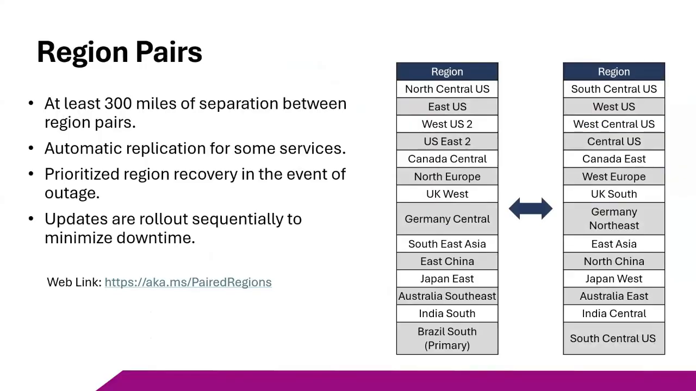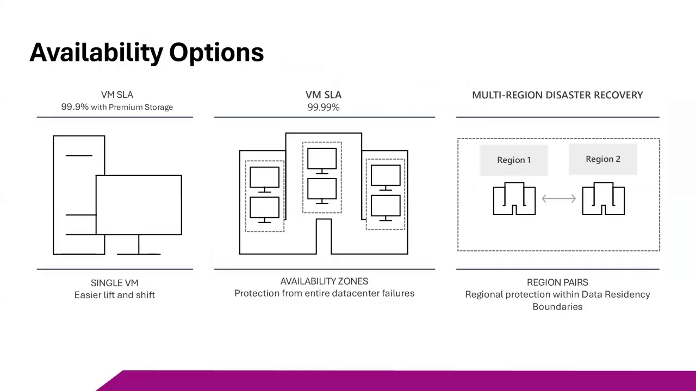So for region pairs, two regions are paired together when they have at least 300 miles between each other. So for the availability options, if you are running a single virtual machine, you have your SLA. If you are running multiple VMs in the same availability zone, or running VMs in multiple availability zones and in multiple regions. So based on the need of your application, you determine the availability option that you go for.